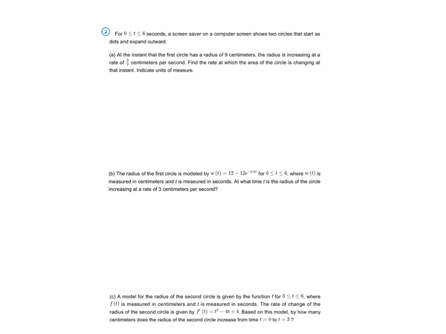Okay, so for the first circle, when the radius is 9, this is just at a single moment in time. When the radius is 9, it's changing at the rate 3/2, so dr/dt is 3/2. And then they want us to find the rate at which the area of the circle is changing. So we know that area is pi r squared. Oh, and just keep in mind we're looking for dA/dt.